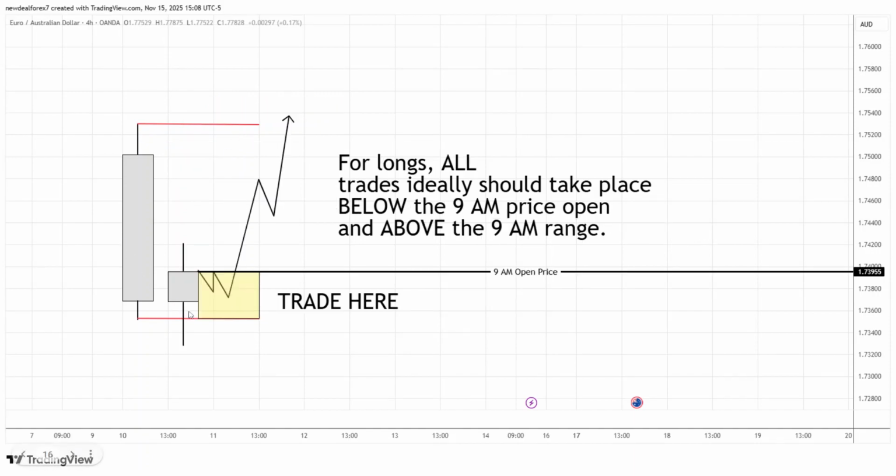This is the 1, 2, and then when you start trading at 9, you want to try to trade below the 9 a.m. open price, but above the 1 a.m. candle low. That's where you're trading, this golden zone right in there. That's where your first entry should be.